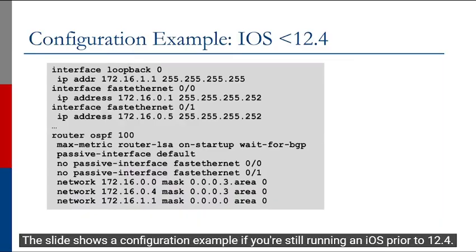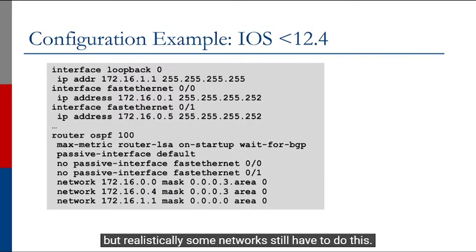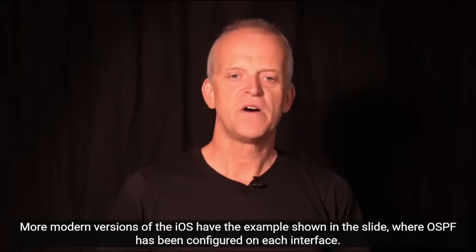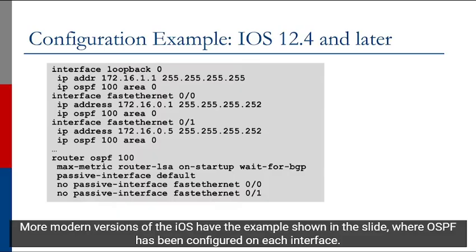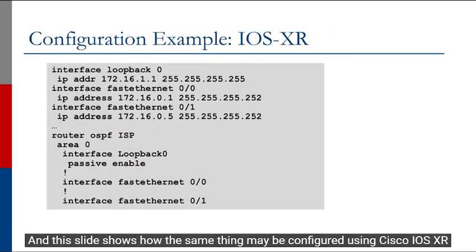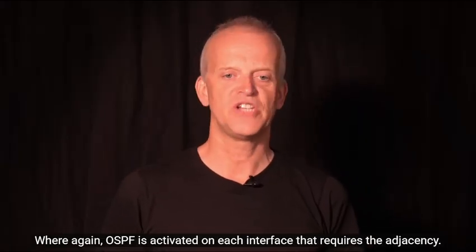The slide shows a configuration example if you're still running an IOS prior to 12.4. I wouldn't recommend running such an old piece of software, but realistically, some networks still have to do this. If you are, then this is the type of configuration required, as an example. More modern versions of the IOS have the example shown in the slide, where OSPF has been configured on each interface. And this slide shows how the same thing may be configured using Cisco IOS XR, where again OSPF is activated on each interface that requires the adjacency.